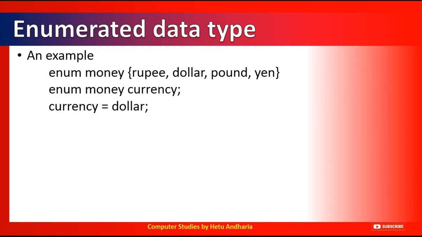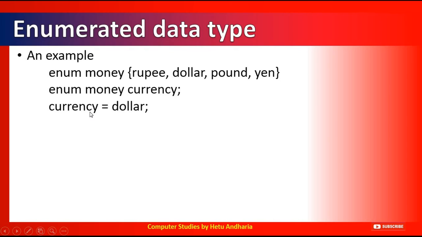Now I am explaining you all 3 statements one by one. The first statement defines enumerated data type money. The first statement, what does it do? It defines enumerated data type money. The next statement declares a variable currency of type money. It declares a variable currency with type money.